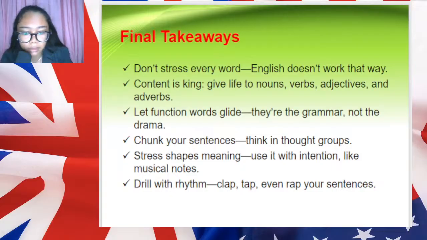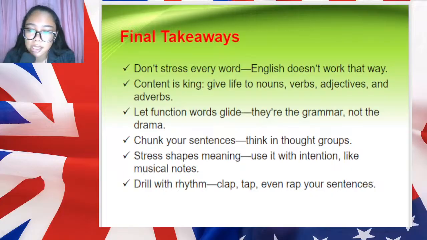Now, let's have the final takeaways that we have for the whole topic on sentence stress. Okay? So, we have six final takeaways that will eventually cover everything. First, don't stress every word. English does not work that way. Okay? Don't stress every word, everyone.